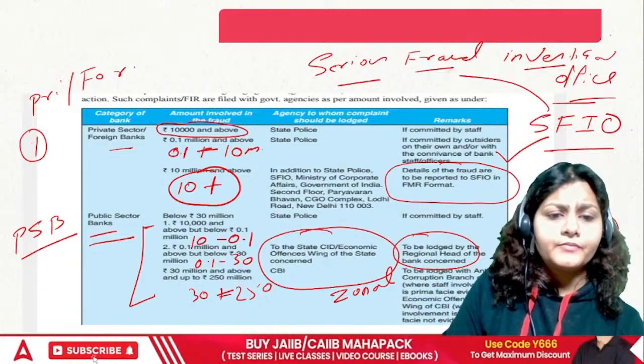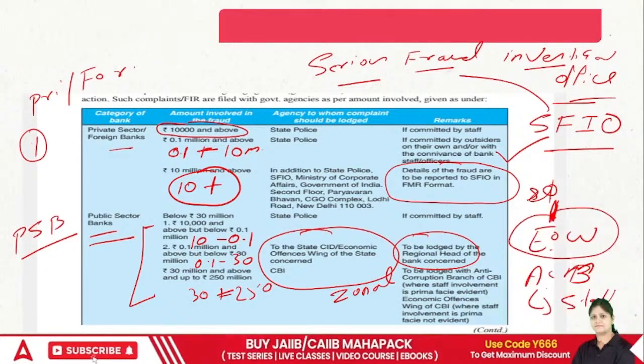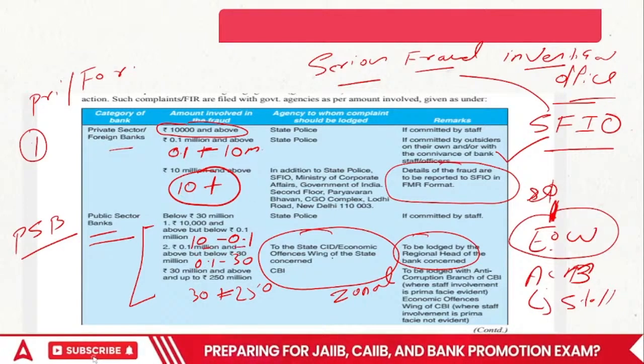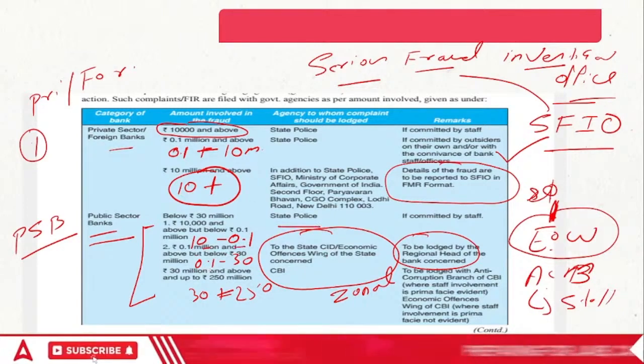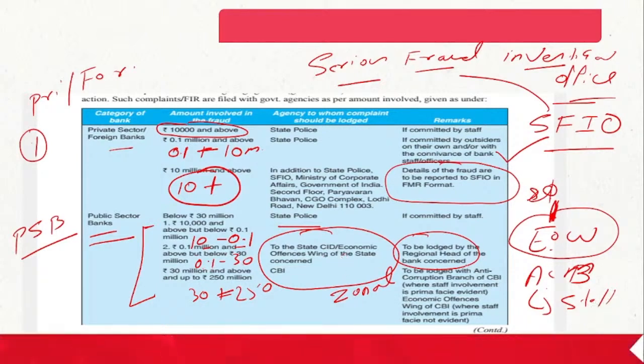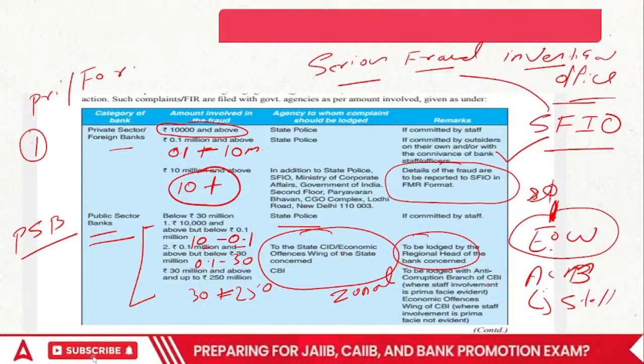I'll just show you one second, right? This is what the table is all about. If the amount is 10 to 0.1 million, then the state police is enough. If the amount is 0.1 to 30 million, then the Economic Offence Wing and Anti-Corruption Branch, and the complaint should be lodged by the zonal manager.